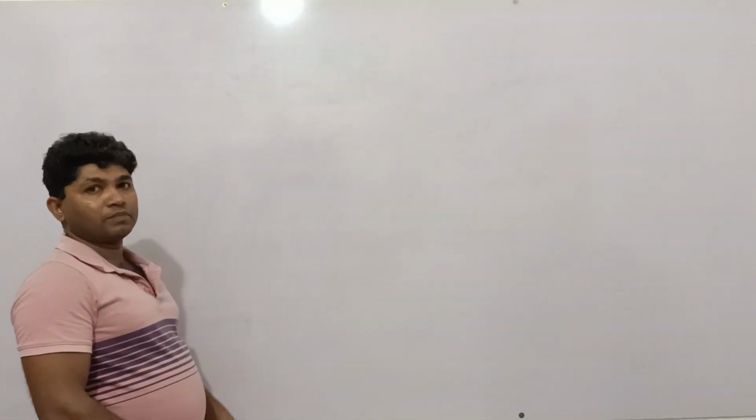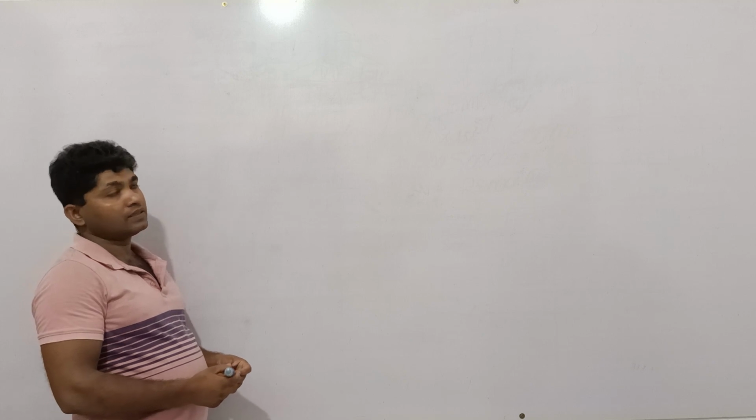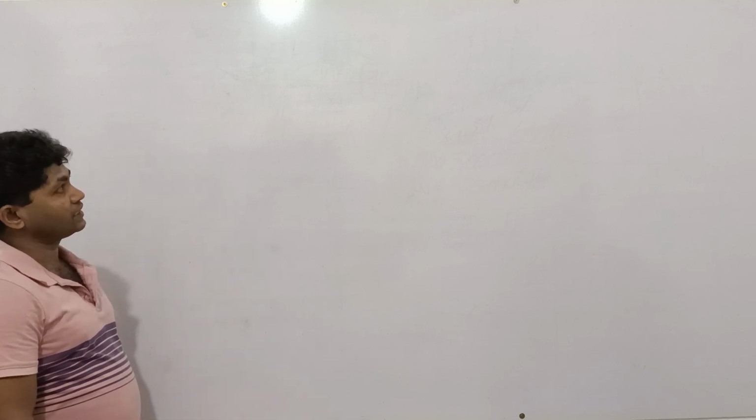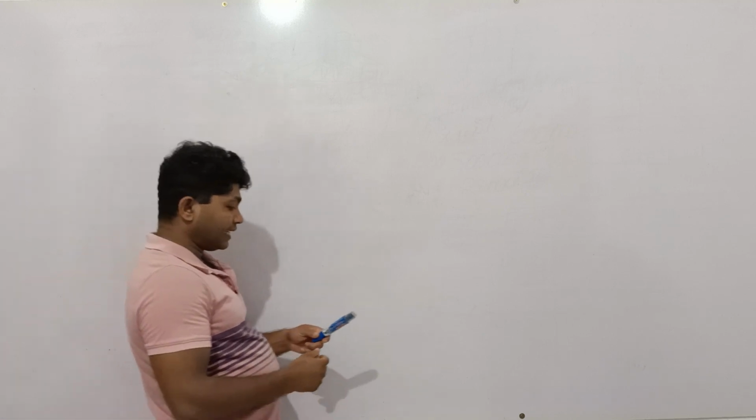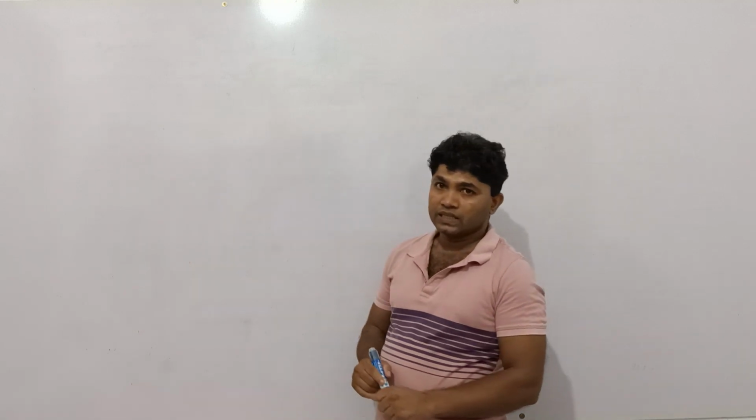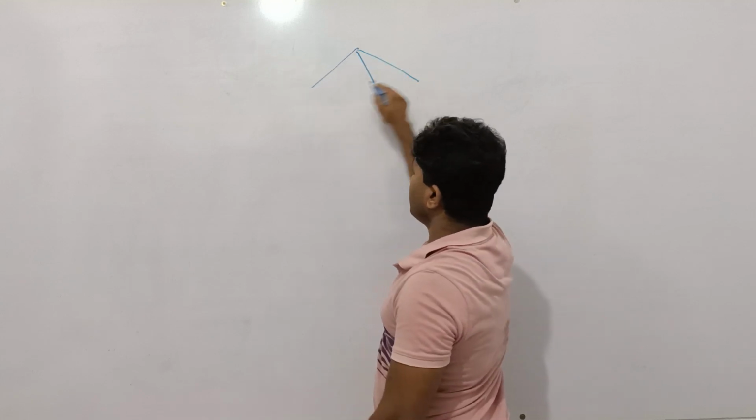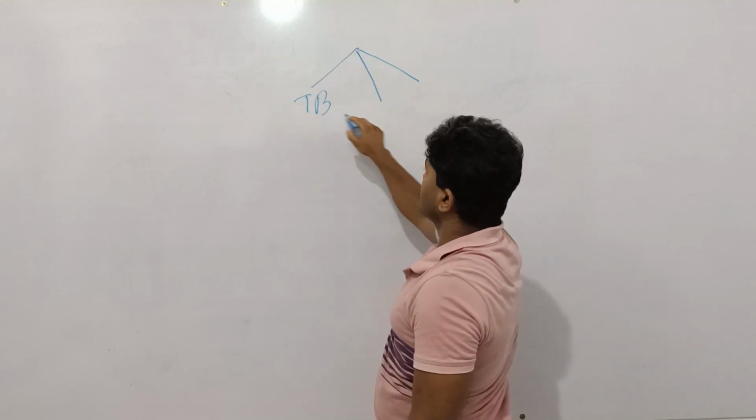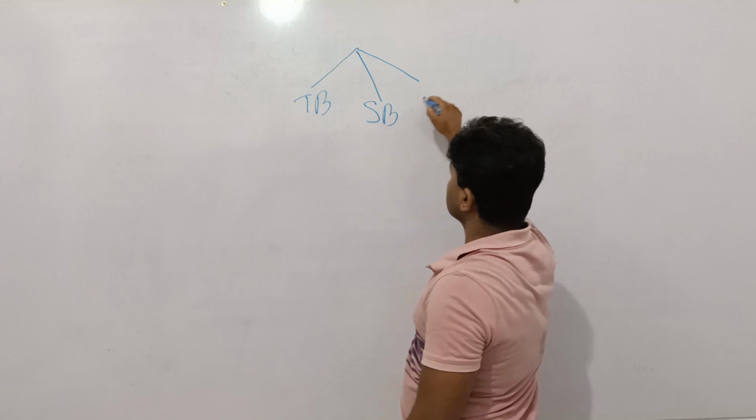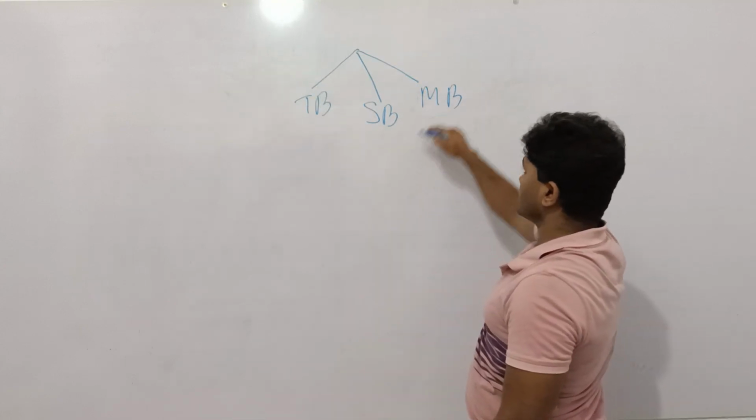Now I'm going to discuss EPF and ETF adjustment in all the organization. In accounting, we are going to provide information about business organization. There are three types of business available: trading business, service business, as well as manufacturing business.